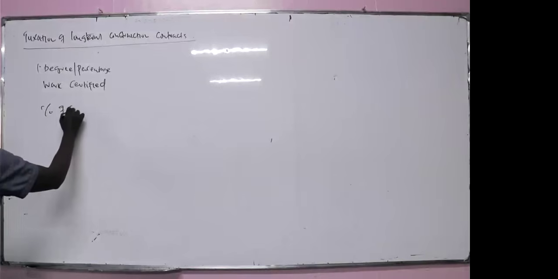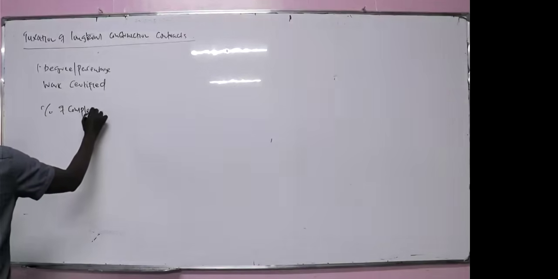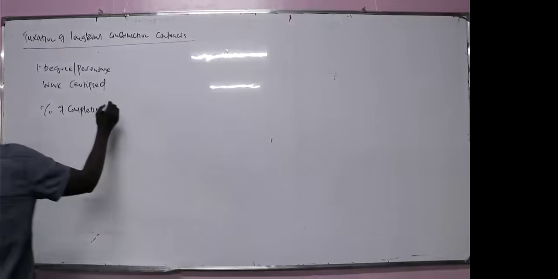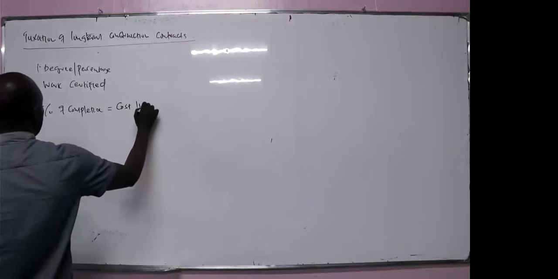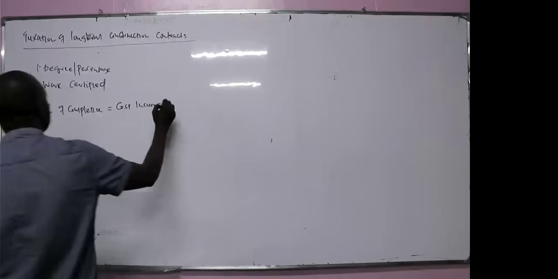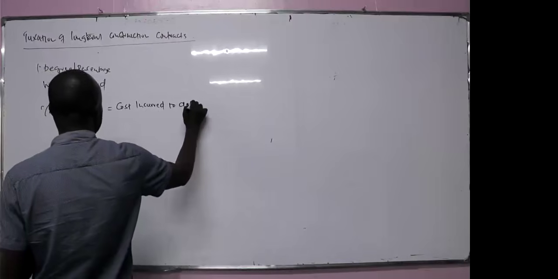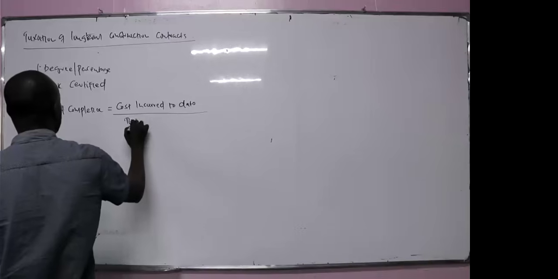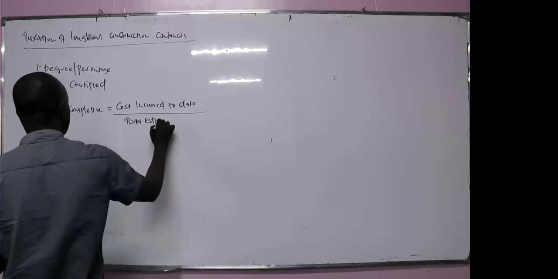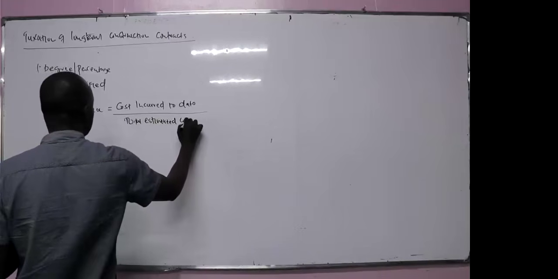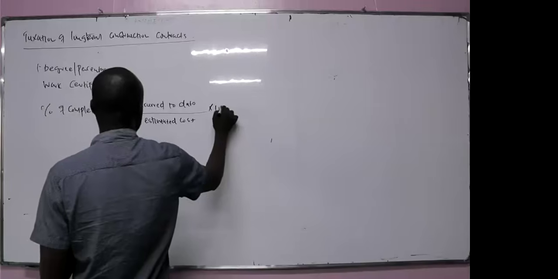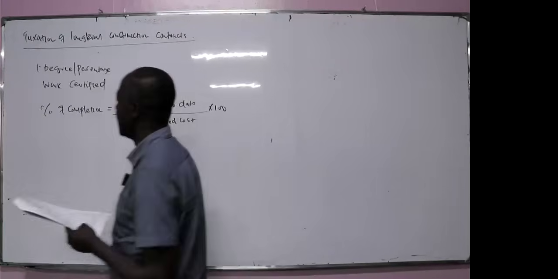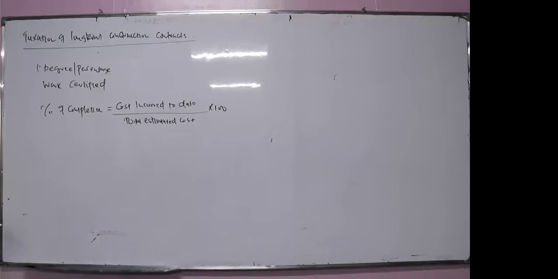Percentage of completion, or the degree of completion, is equal to cost incurred to date over total estimated cost, times 100.